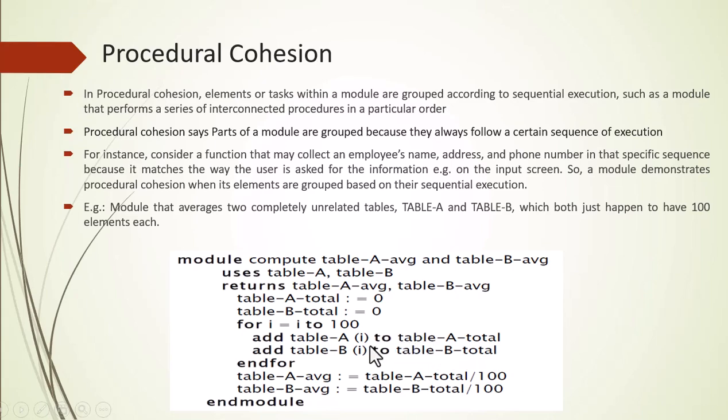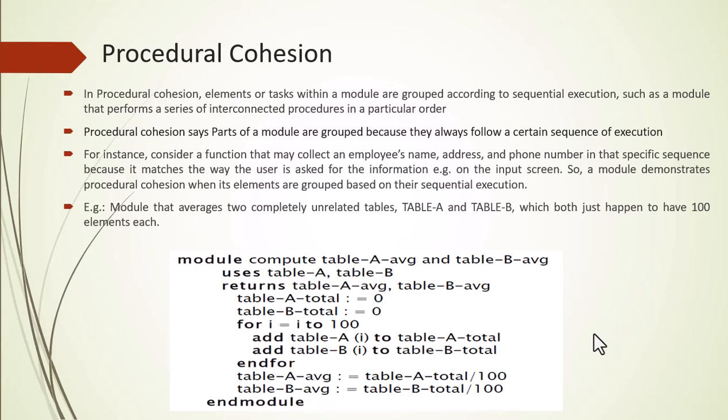So all the rows of table A will be added to table A total, which is initialized as 0, and similarly table B rows will be added to table B total, and then each will be divided by 100 to take the average. So this starts here and ends up here. We need both of these tables for the particular activity.